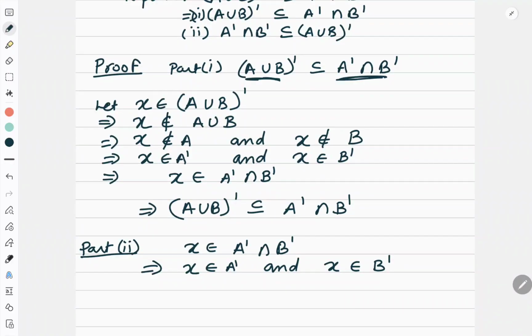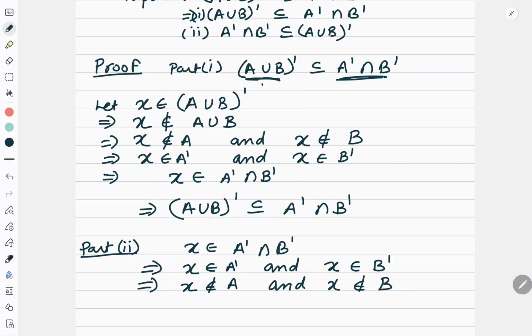Little bit always take care that you have to reach the union. Okay, because you have to reach here, so union will come. And sometimes if you get stuck, you can start in reverse also. Just a trick if you get stuck in the exam. Now when I'm saying X belongs to A complement and X belongs to B complement, it means what? X does not belong to A and X does not belong to B.